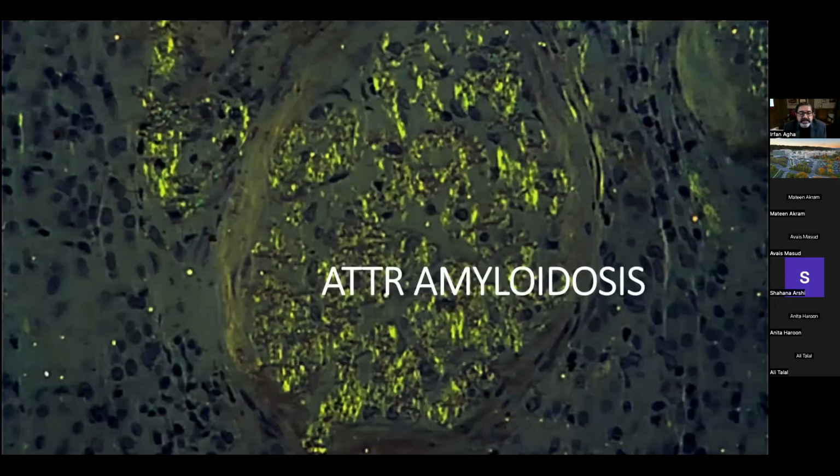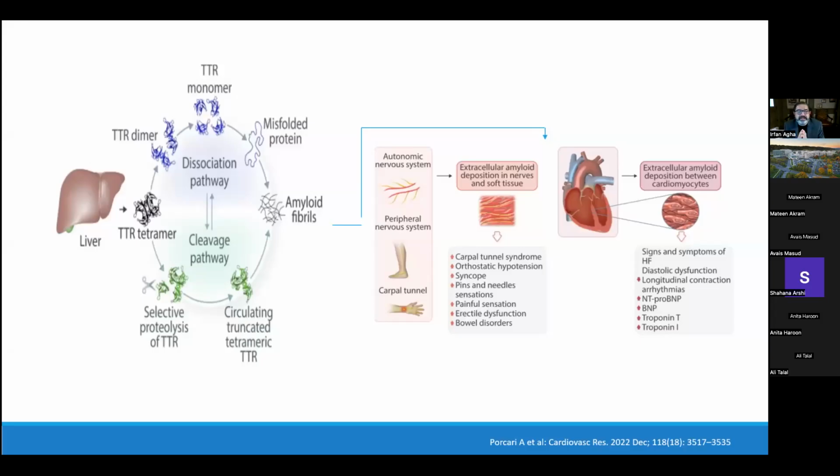So the next thing we're going to talk about is ATTR amyloid. So now we're going to switch gears, totally different disorder. So we talked about AA amyloid. The liver was involved in a certain way, but here is another issue. TTR, transthyretin. This is the artist formerly known as prealbumin.